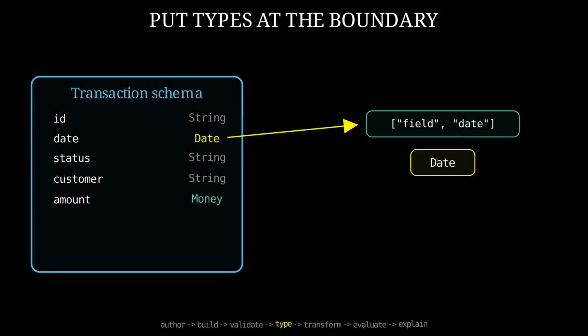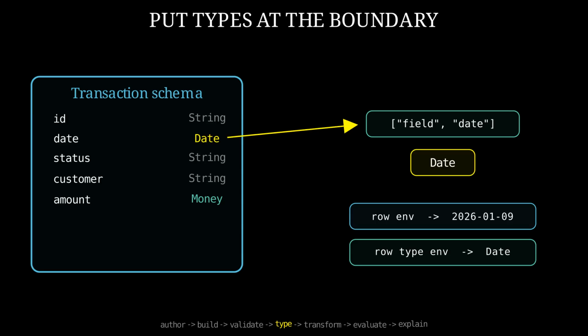Do not pack a declaration into the field expression. Field date should remain a simple request for the field named date. Its type comes from the transaction source schema. That schema says date is a date. Amount is money, and status and customer are strings. At runtime, a row environment tells field date which value to return. During checking, a row type environment tells the same expression which type it returns.